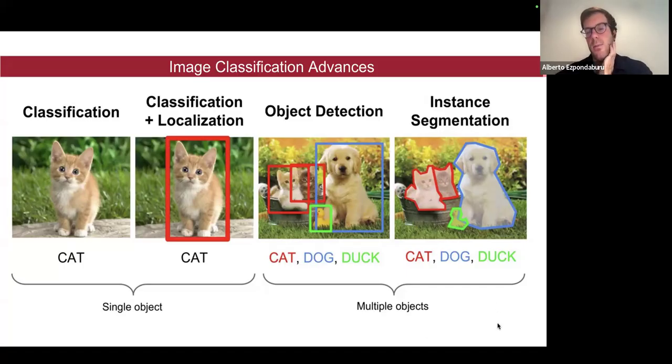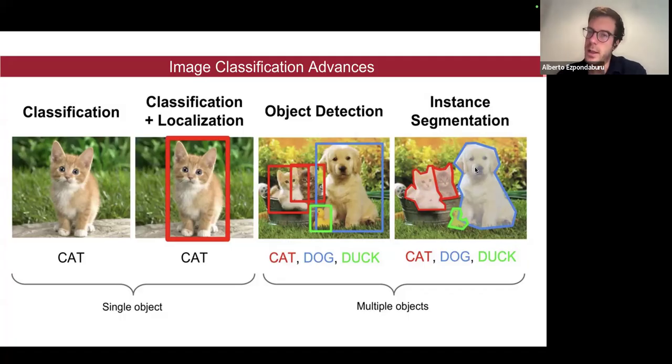A much more difficult problem is when you have multiple objects. When you have multiple objects, you are going to use object detection. You are going to find where all the objects are and classify them. There's a dog, there's a cat, there's a duck, and you are going to use a bounding box for everyone. And a more difficult problem is instance segmentation.